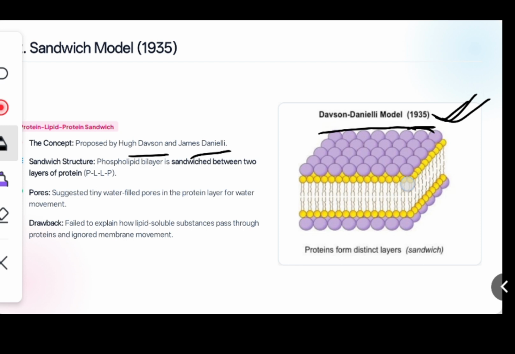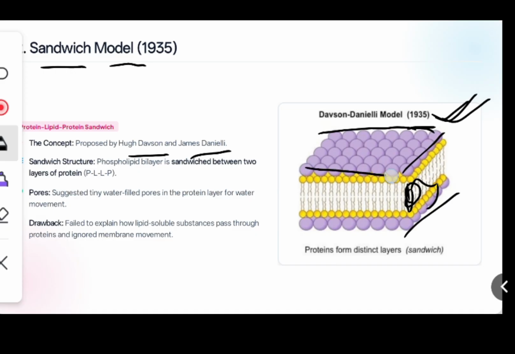So here they were explaining the structure of the plasma membrane like this. This is a phospholipid bilayer. It was sandwiched between two protein layers. So can you imagine why it was named a sandwich model? Everyone knows what a sandwich is. We have eaten a lot of sandwiches, chicken sandwich, veg sandwich, like that. So you can imagine this model like a sandwich.